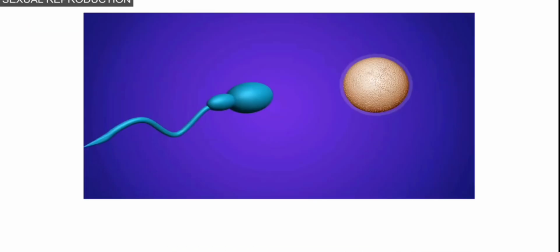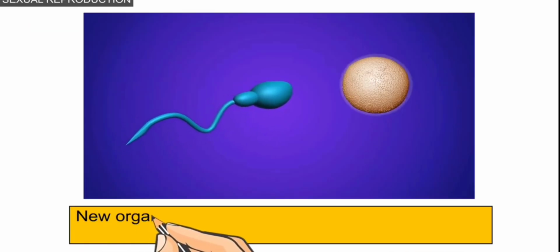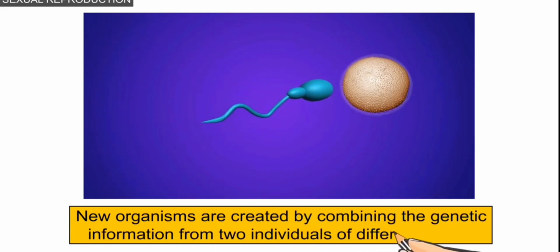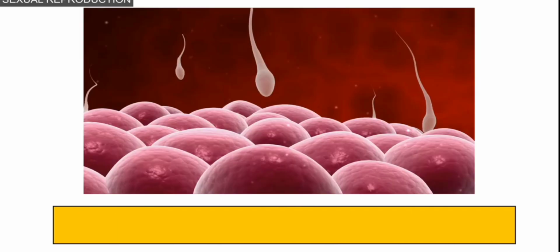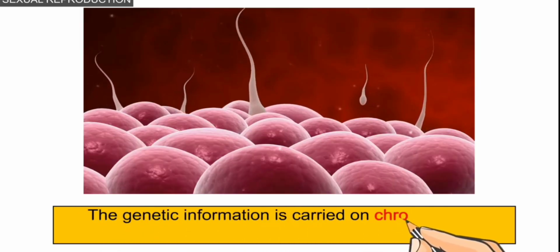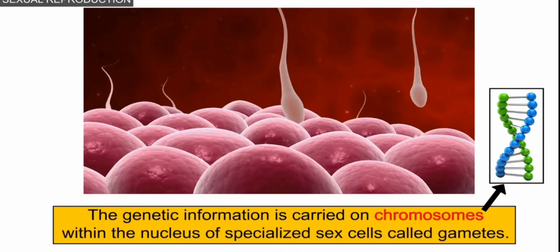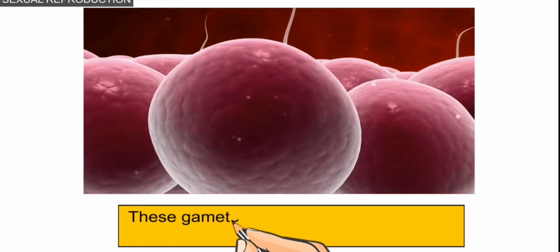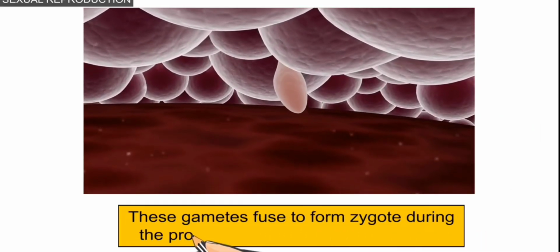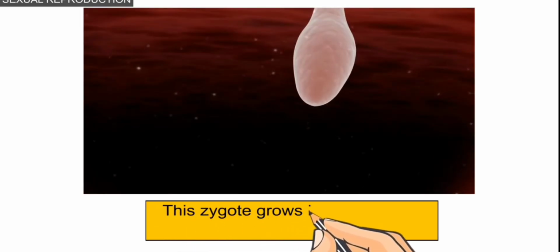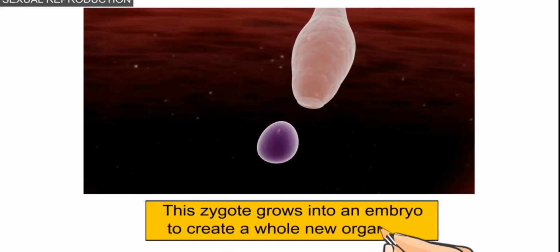So, let us discuss one of the modes of reproduction, that is sexual reproduction. It is a process in which organisms are created by combining the genetic information from two individuals of different sexes. The genetic information is carried on chromosomes within the nucleus of specialized cells called gametes. These gametes fuse to form a zygote during the process of fusion called fertilization. This zygote grows into an embryo to create a whole new organism.